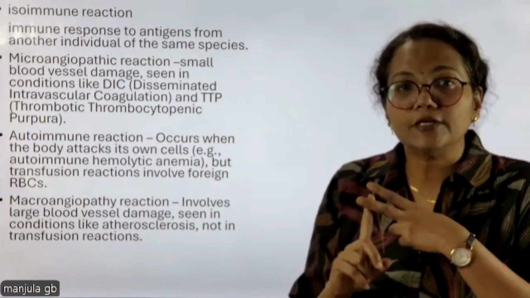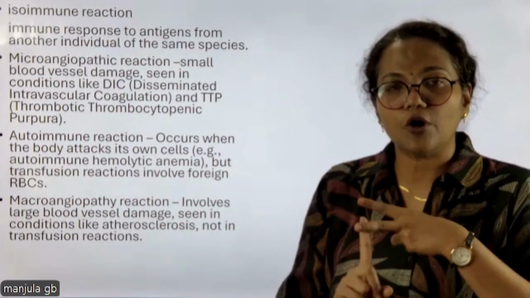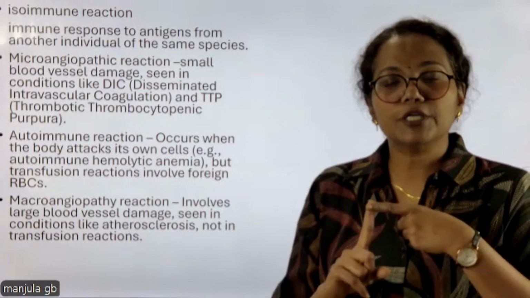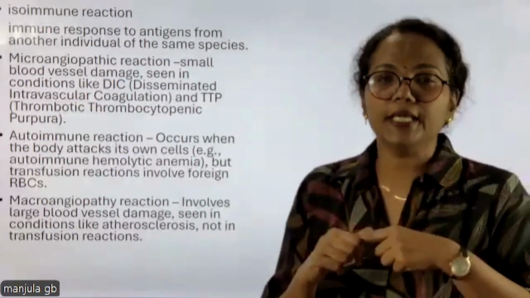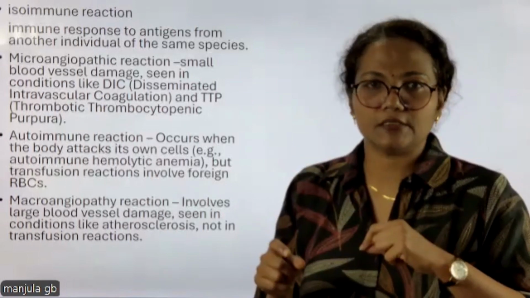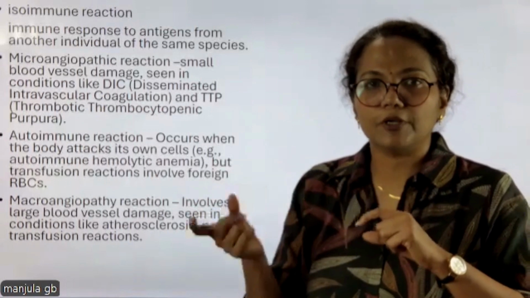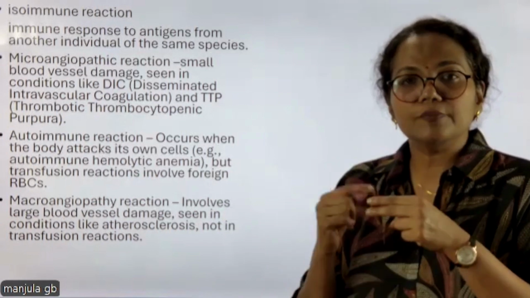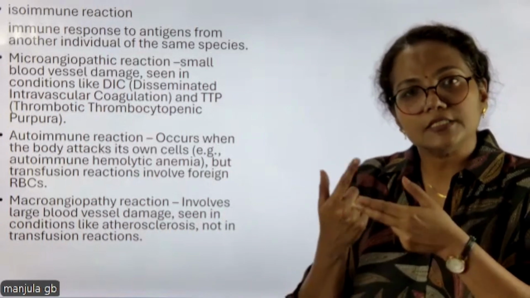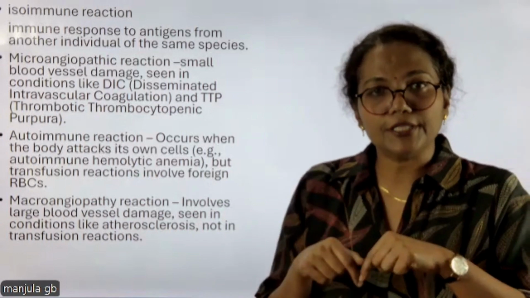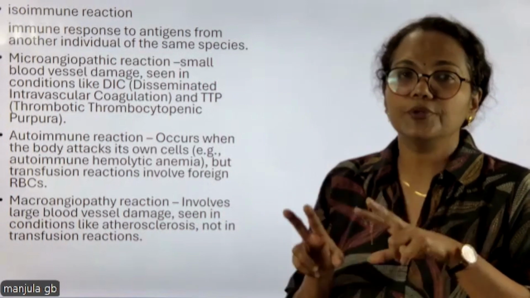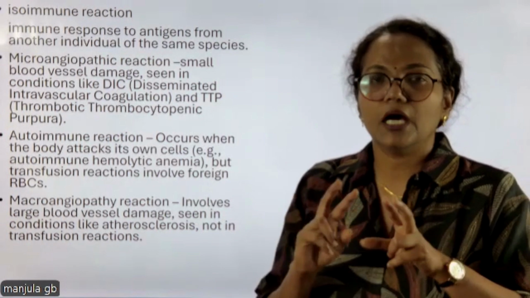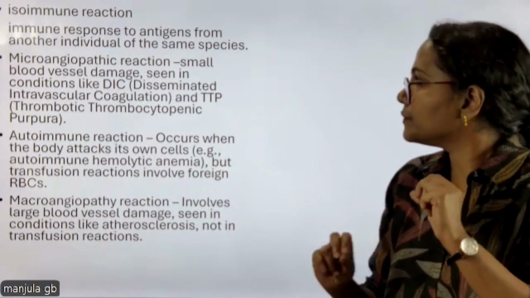So please don't get confused between isoimmune reaction and autoimmune reaction. Autoimmune reaction means your body fights against your own body cells or your own RBCs. That is called autoimmune hemolysis. But in isoimmune hemolysis, what happens? Somebody else's RBC, which is already there in your body through blood transfusion, your body fights with that. I hope it is clear to you, both autoimmune and isoimmune.